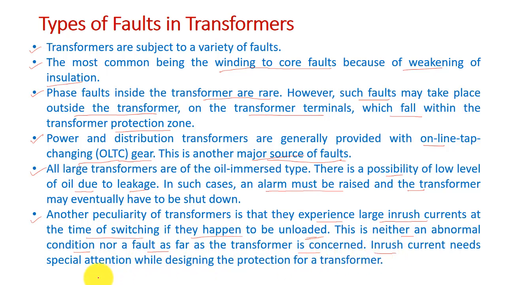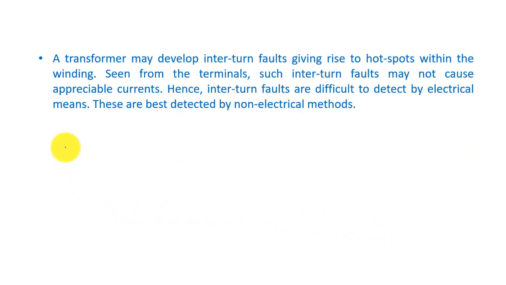Inrush current needs special attention. Under no load condition, this inrush current phenomenon generally happens because of the switching. This inrush current needs special attention while designing the protection of the transformer. Therefore, there are special protection schemes for detecting this inrush current. A transformer may also develop interturn faults, giving rise to hot spots within the winding.